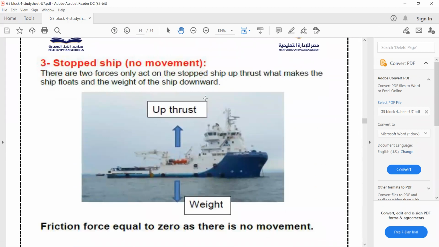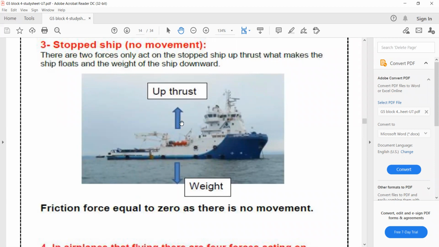but in this case, the stopped ship, the upthrust, what makes the ship float, and the weight of the ship downward. These two forces are balanced forces, same magnitudes, same number of newtons, but they work in opposite directions. This upthrust from water to the ship pushes upward, and the weight of the ship goes downward because of the gravity of the earth.